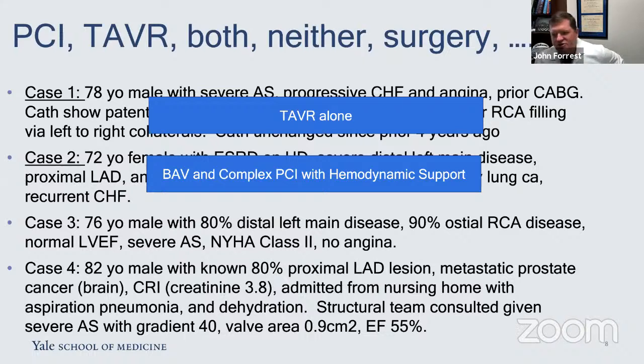I'm seeing her in clinic in 2 weeks, and assuming she's doing well, we'll probably schedule her for her valve thereafter. I've gotten reports over the phone that she's doing well. So I think exactly right there.